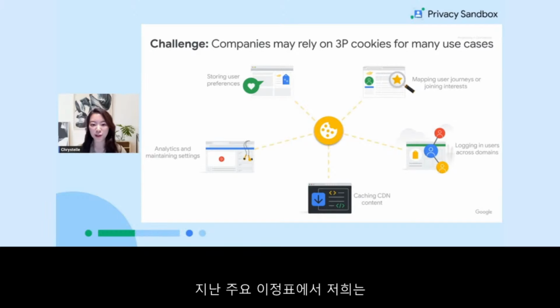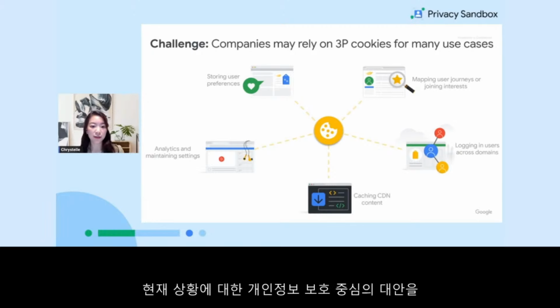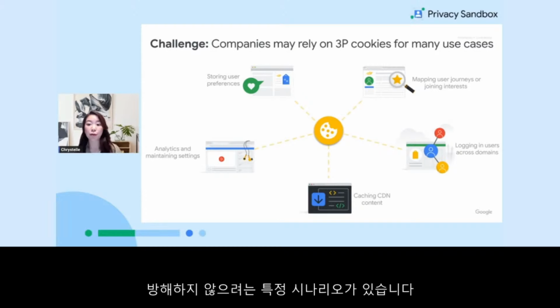In our previous major milestone, we launched a range of APIs providing a privacy-focused alternative to today's status quo for use cases like identity and fraud detection. There are specific scenarios where we want to ensure we do not break the experience for people using those sites. With alternatives in place, we can now move on to begin phasing out third-party cookies.